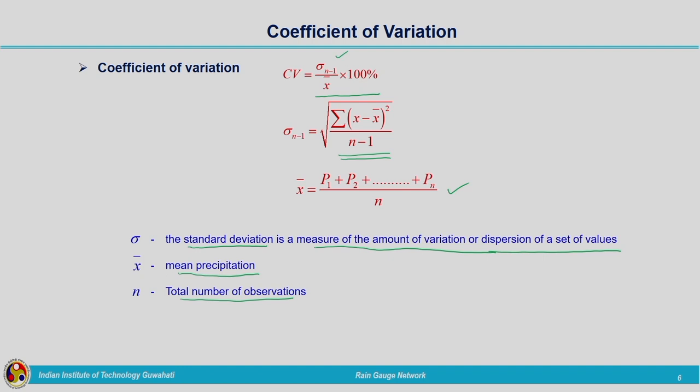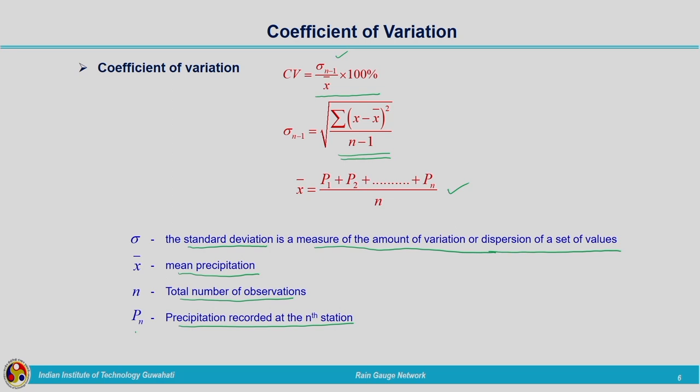What are the things we are calculating? We are calculating the standard deviation and mean of the data series corresponding to the sample which we are considering. So, based on these formulas, we will be calculating the coefficient of variation. Once the coefficient of variation is calculated, we will be checking whether it is less than 20% or greater than 20%. Based on that, we can suggest whether there is a need for extra rain gauges. So, CV can be calculated by using the particular formula given for the sample.